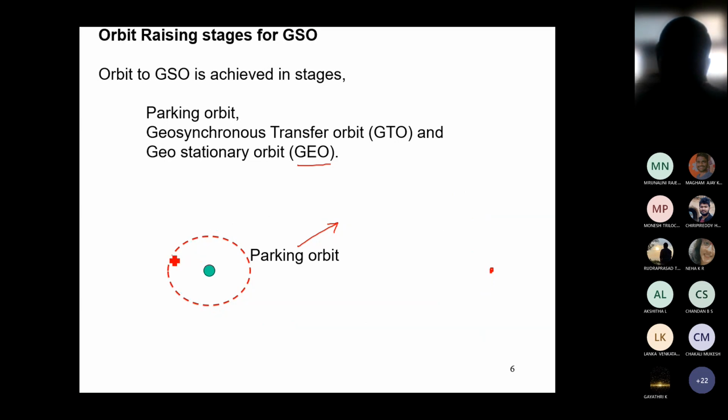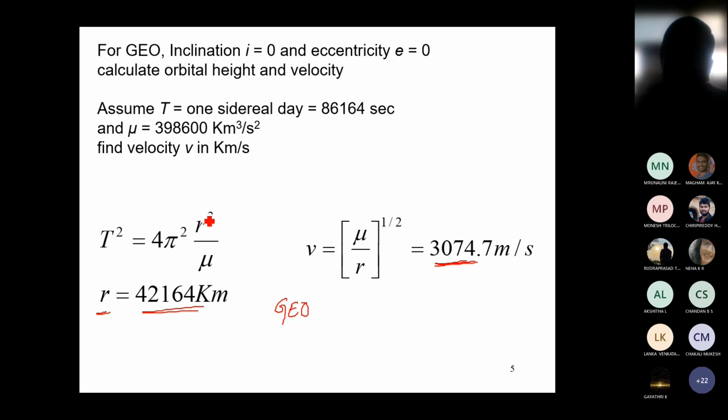Because if we see the Keplerian law, the velocity can be calculated as the square root of mu divided by r, where mu is a constant. The value of mu is 3,98,600 kilometer cube per second square. This is the constant. You have to remember the value of mu. The only variable is r, the radius of the orbit.